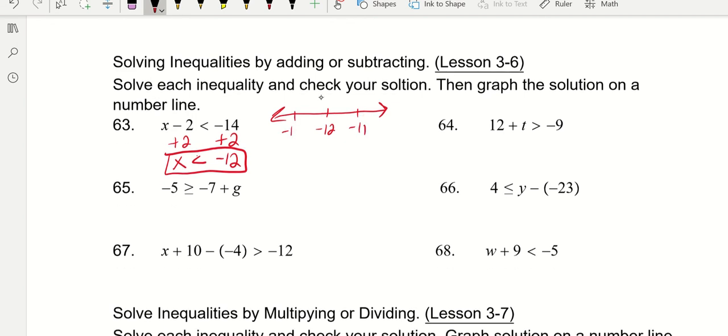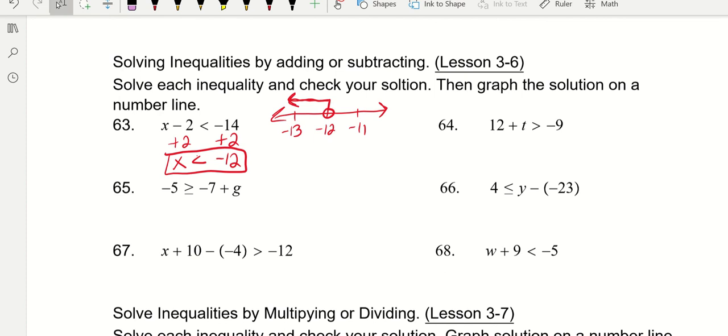This is negative 13. Open or close circle at negative 12? Open. X is less than negative 12, so we shade to the left. Remember to have your variable on the left side of the inequality. It worked out that way this time. We didn't have to switch it around or anything like that.